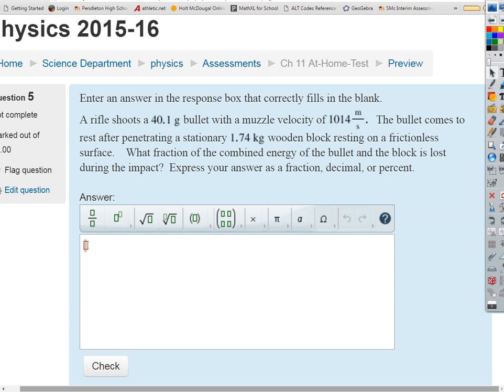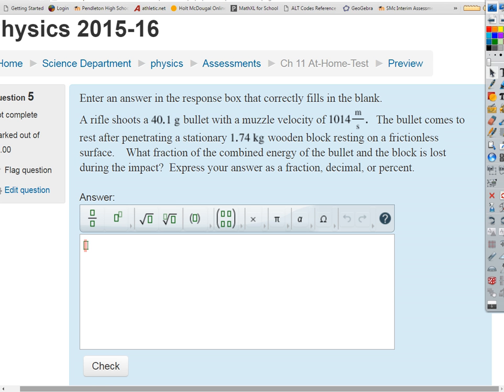Now look at this though. It says the wooden block is resting on a frictionless surface. So what's going to happen? It's going to move, isn't it? How are you going to know how fast it moves? Okay, good. Momentum is conserved, right?